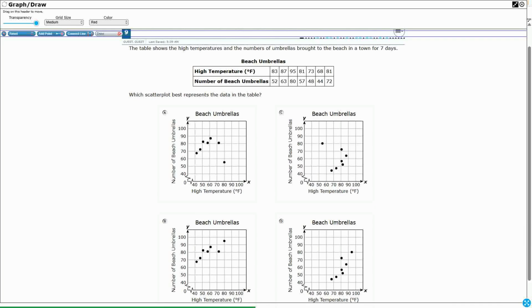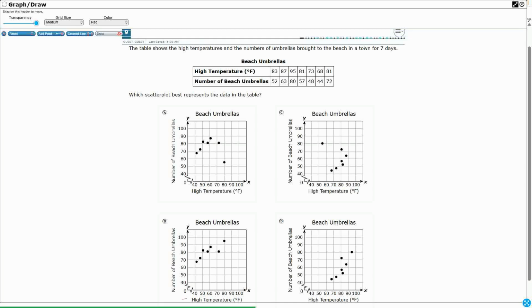So we have a table showing the number of beach umbrellas as it relates to the high temperature. You would expect maybe a little bit of a relationship here. The higher the temperature, probably the warmer it is, and the more that people feel like they need to stay in the shade, so more umbrellas. So we need to find the scatter plot that best represents this data.